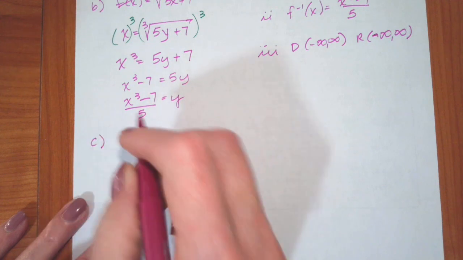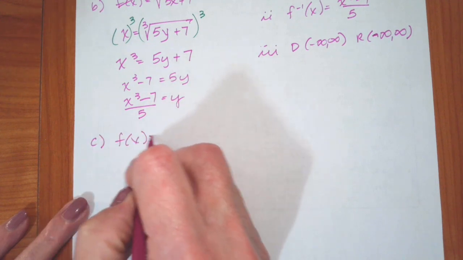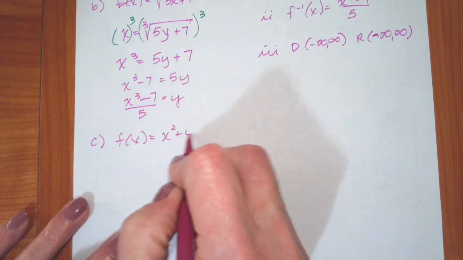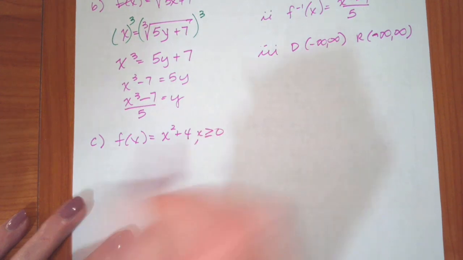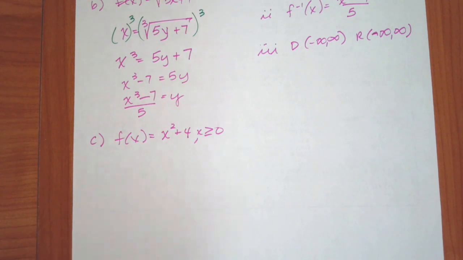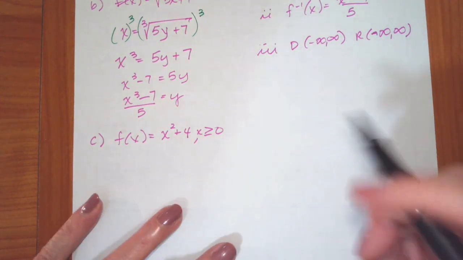Okay, 4c. f of x is equal to x squared plus 4, where x is greater than or equal to 0. So they've already limited the domain for us. But this is one that you might want to think about graphically.